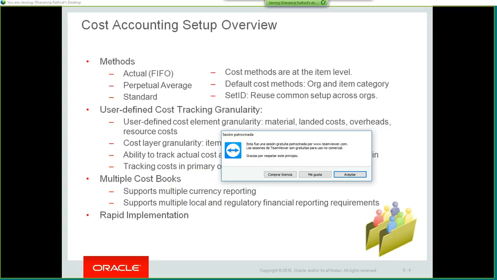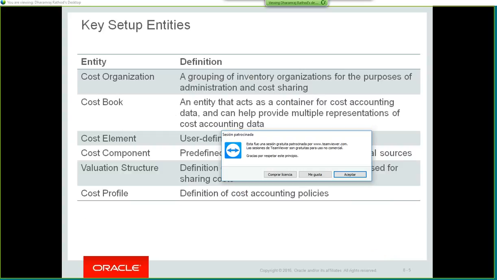And as I mentioned, the cost method can be at the item level, or you can default it at the organization level or the item category level. And the reason is obvious. You could have different sets of items, and different sets of items would have different costing methods. And when you define the cost method, you can define it in context of a set ID, meaning you define it once and you reuse it whenever you have a different cost organization. And then multiple representation we already talked about. We have a concept called rapid implementation. We'll talk about it in some time.